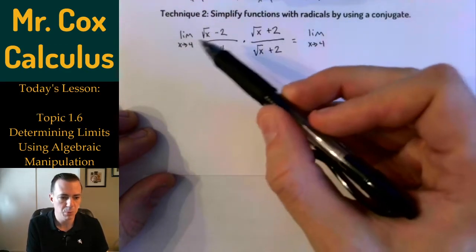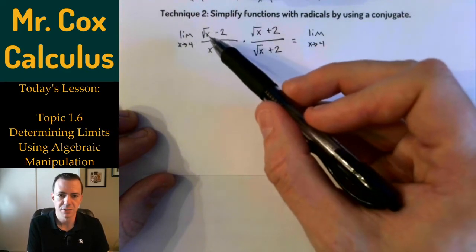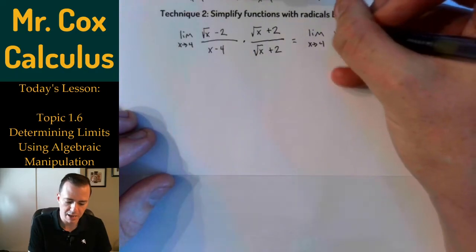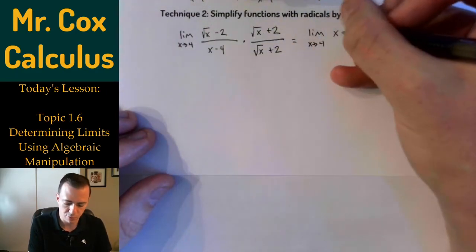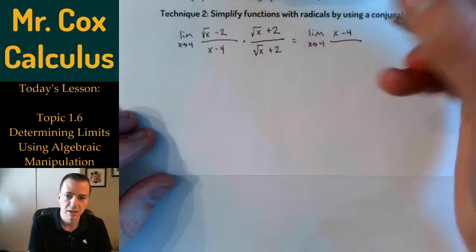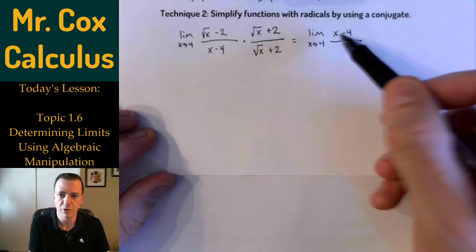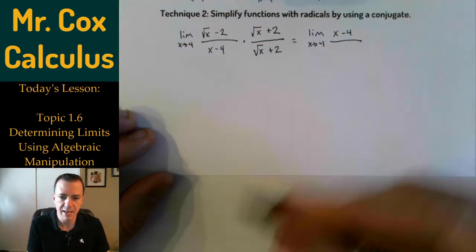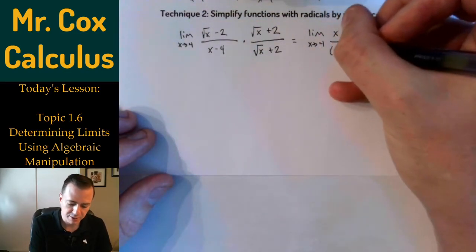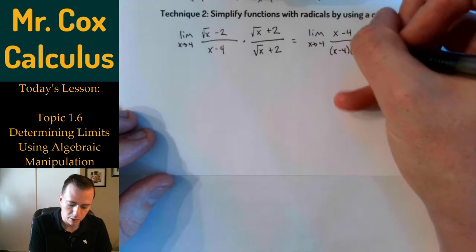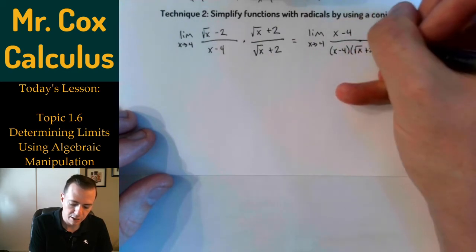Remember, the conjugate produces the difference of squares. So the square root of x squared is going to be x. 2 squared is going to be 4, so that's x minus 4. The denominator, don't try to do any multiplication here. Look at what we've already got in the numerator. We're going to get the cancellation we were looking for. This is simply x minus 4 times the square root of x plus 2.